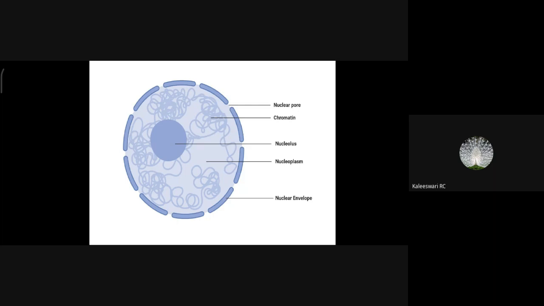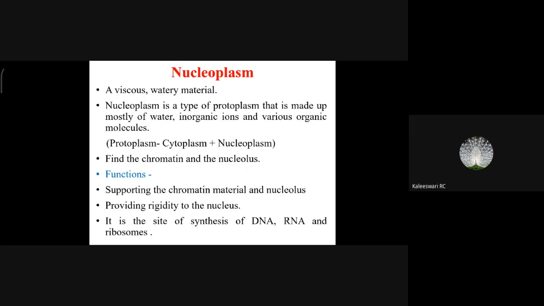And in the middle of the nucleus, there is a dense rounded structure known as the nucleolus. This is a detailed, clear structure of a nucleus. In the middle of this nucleus, there is a dense, rounded or oval-shaped structure known as the nucleolus. So, we will proceed to the nucleoplasm.